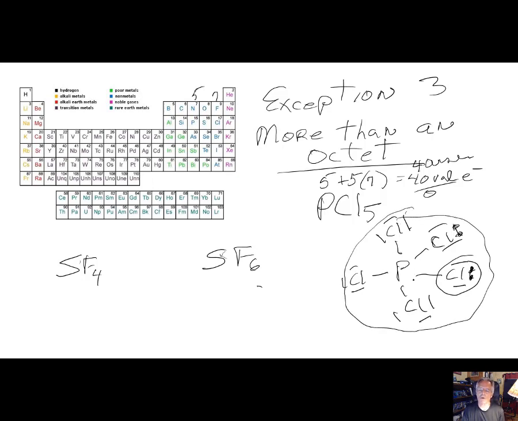Okay, phosphorus pentachloride. Now notice how many electrons there are around the central atom phosphorus. 2, 4, 6, 8, 10. I have 10 electrons around phosphorus. That's a bust of the octet rule, because the octet rule says 8. Now here is N equals 3.